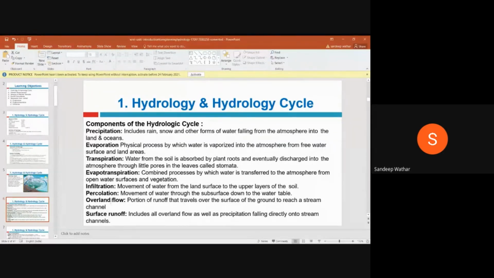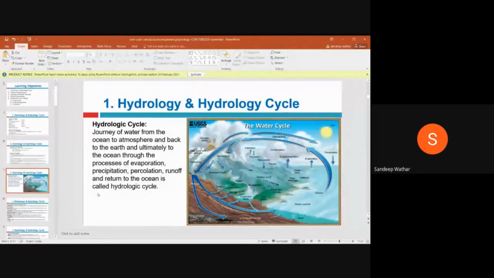Next we have runoff. Runoff is basically divided into two heads. One is overland flow, the other one is subsurface flow. As you can see, overland flow is the portion of runoff that travels over the surface of the ground to reach a stream channel. I will show you in this picture. It is very much clear.